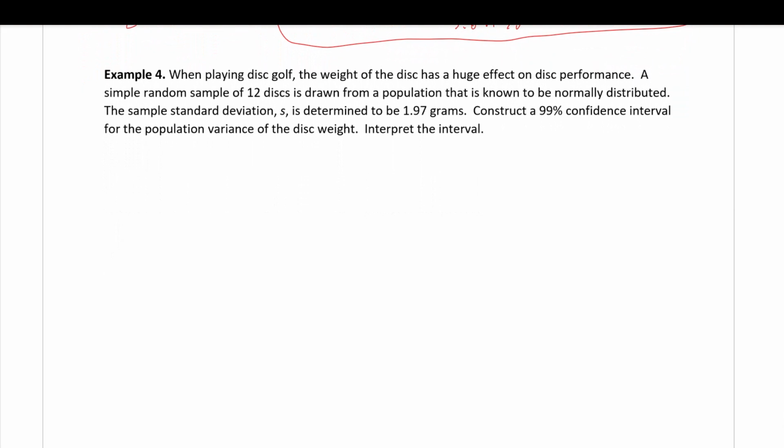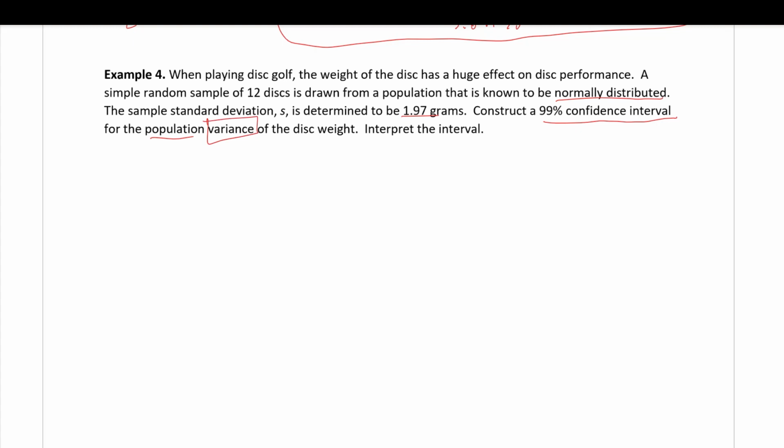All right, let's do another example. Example 4. When playing disc golf, the weight of the disc has a huge effect on the disc performance. A simple random sample of 12 discs is drawn from a population that is known to be normally distributed. That's good to know. A sample standard deviation S is determined to be 1.97. Construct a 99% confidence interval for the population variance of the disc weight.